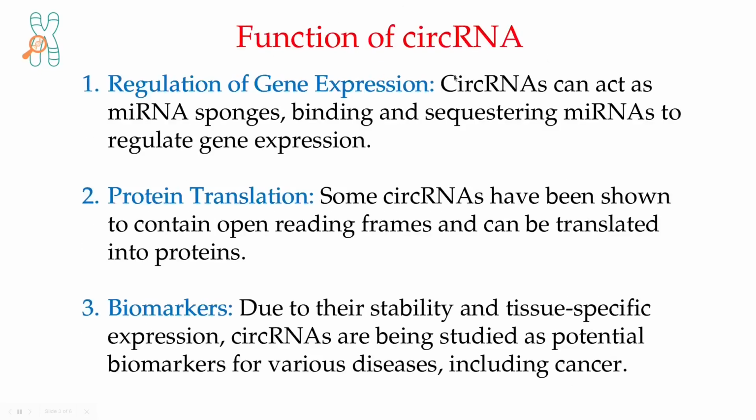What's the function of circRNAs? Number 1. Regulation of gene expression. circRNAs can act as microRNA sponges, binding and sequestering microRNAs to regulate gene expression. Protein translation. Some circRNAs have been shown to contain open reading frames, ORFs, and can be translated into proteins. Biomarkers. Due to their stability and tissue-specific expression, circRNAs are being studied as potential biomarkers for various diseases including cancer.